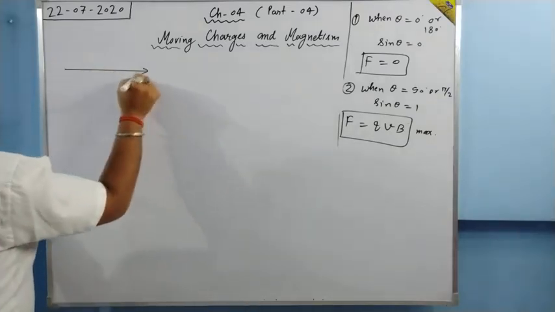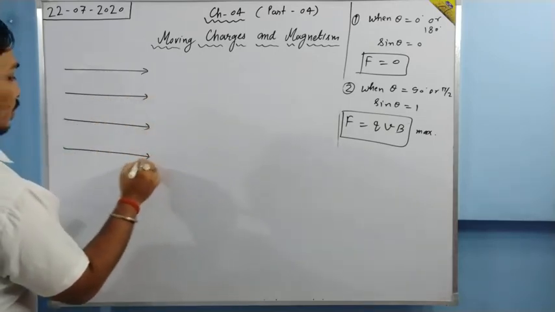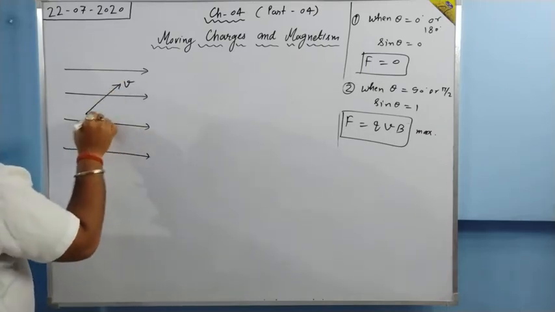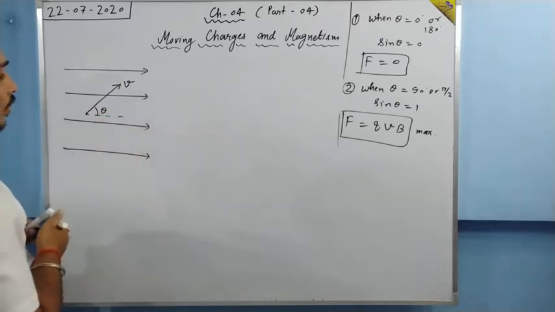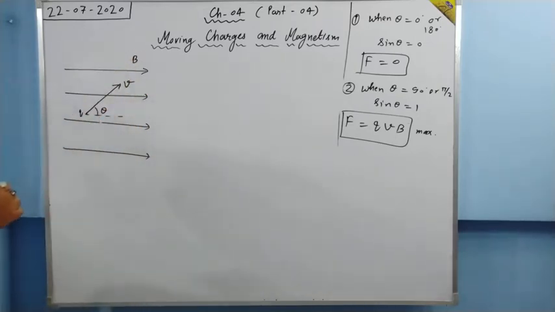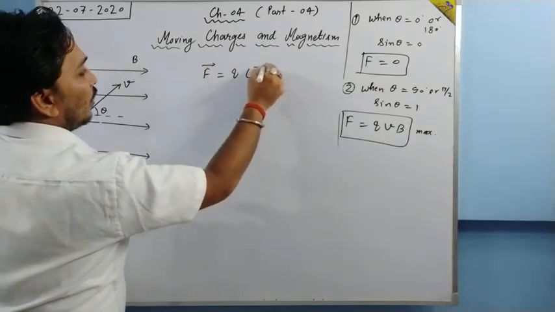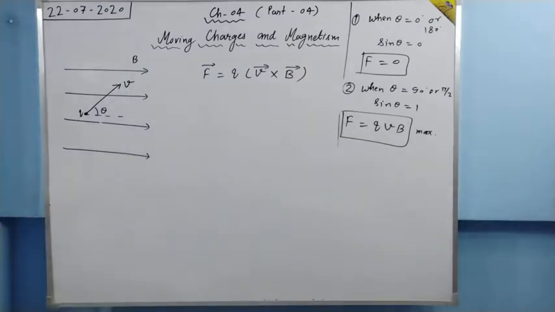What is the rule? For the rule, let us discuss. Suppose a charge is going in this direction V, which is making an angle theta with the magnetic field. This is the magnetic field, this is the charge which is moving towards that side. Now, how can we calculate the direction of force? One rule is there. I will recommend that you understand this rule.